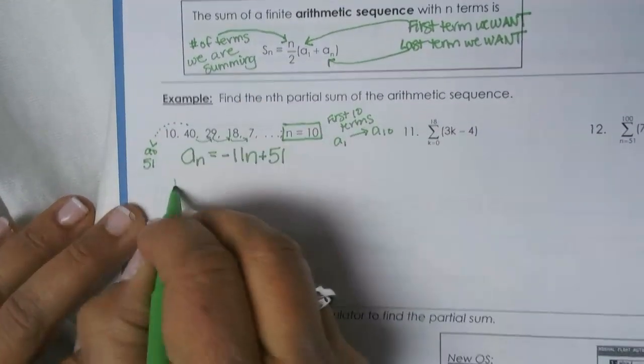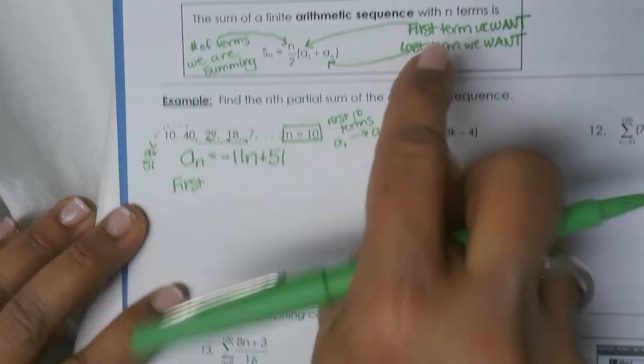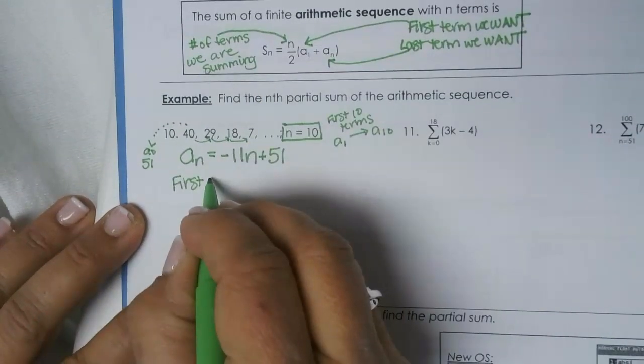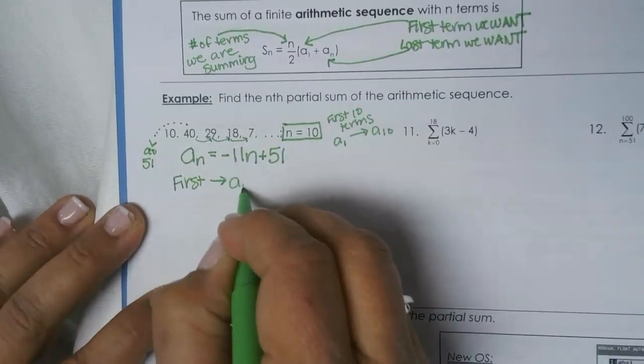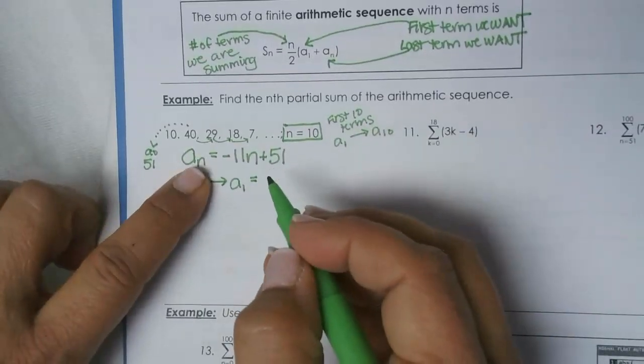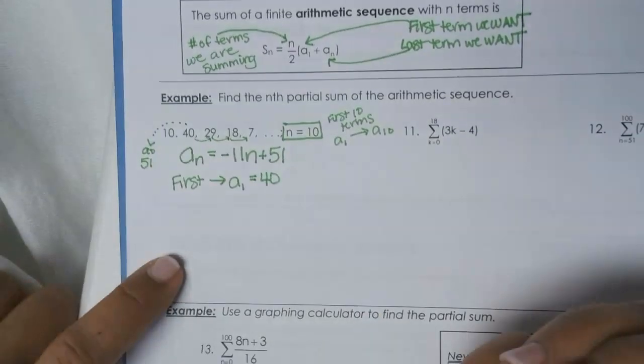And then I want us to think about our first term, okay? Again, that first term is what we're going to put in for a sub 1. And in this case, the first term that they want is a sub 1. We could use the formula to do that, or we can just look at the written sequence and see that that's going to be 40.